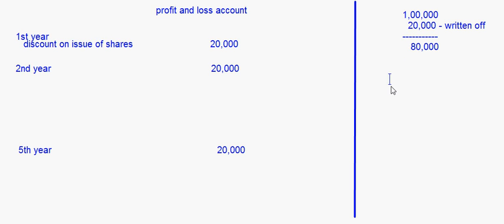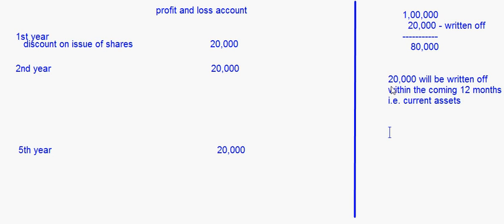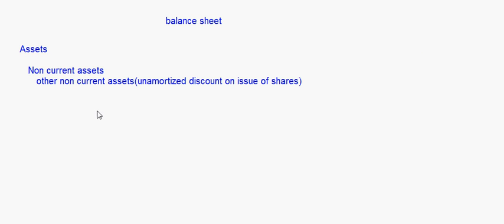Now, out of this 80,000, 20,000 will be written off within the coming 12 months, right? So, that is current assets, right? And from 80,000, 20,000 is gone now. So what is 80,000 minus 20,000? It is 60,000. Now this 60,000 will be shown as a non-current asset, because this 60,000 is not going to be written off within the next 12 months. So that is taken as a non-current asset. Now see here, other non-current assets, the amount will come as 60,000.